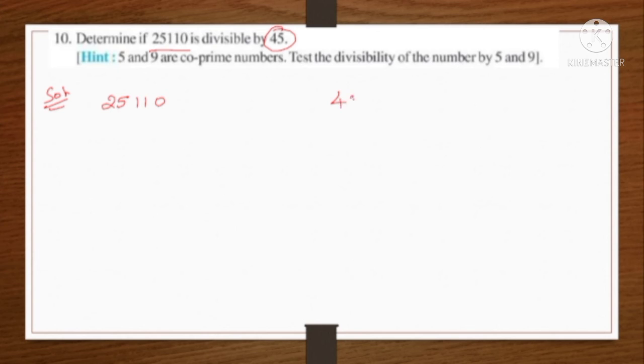45, we can write it as 5 nines are 45. In the beginning we had seen the property that the product of two co-primes will also divide a number, isn't it? So 5 and 9 both are co-primes.